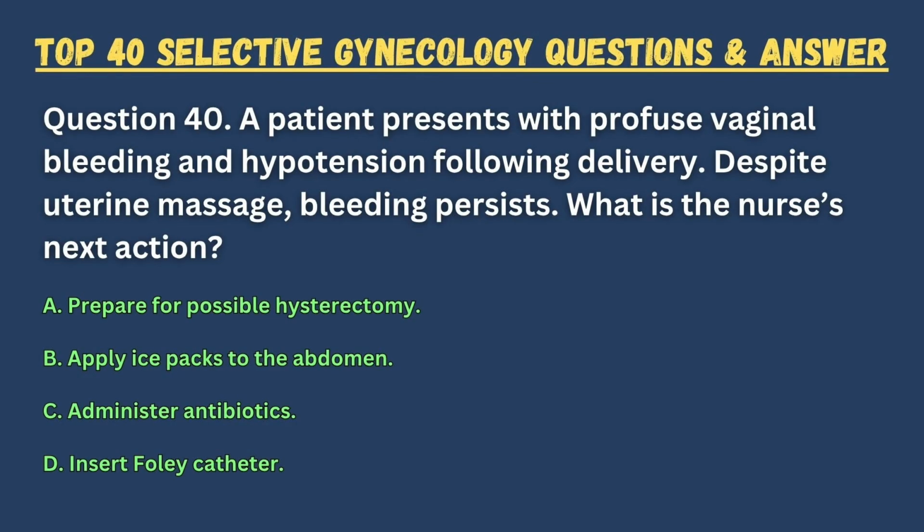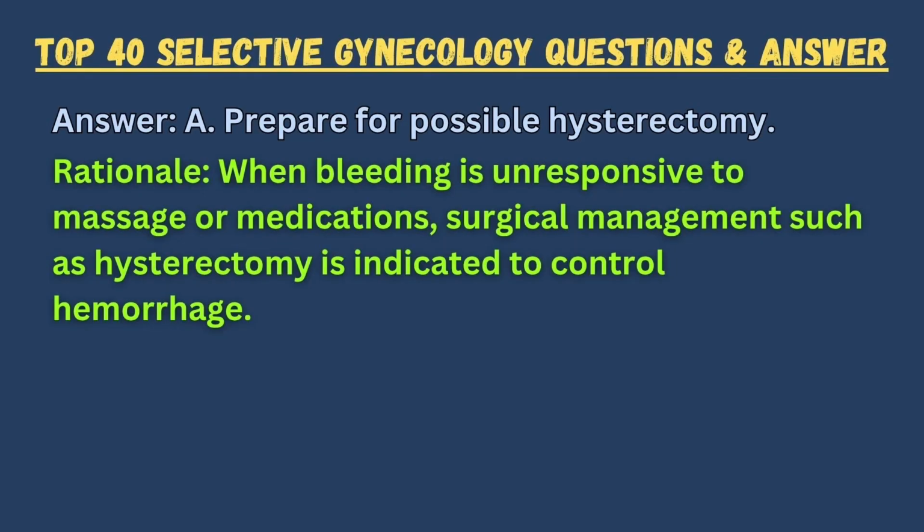Question 40. A patient presents with profuse vaginal bleeding and hypotension following delivery. Despite uterine massage, bleeding persists. What is the nurse's next action? A. Prepare for possible hysterectomy. B. Apply ice packs to the abdomen. C. Administer antibiotics. D. Insert Foley catheter. Answer: A. Prepare for possible hysterectomy. Rationale: When bleeding is unresponsive to massage or medications, surgical management, such as hysterectomy, is indicated to control hemorrhage.